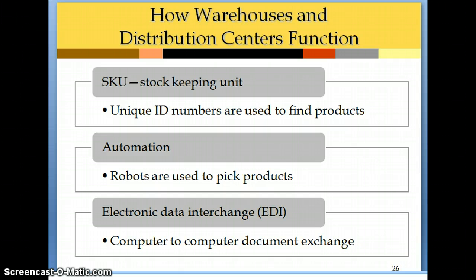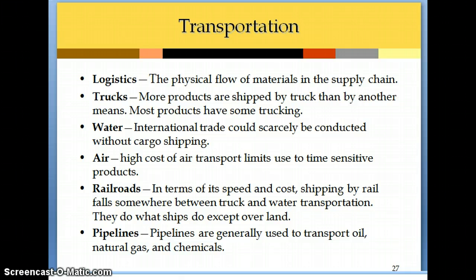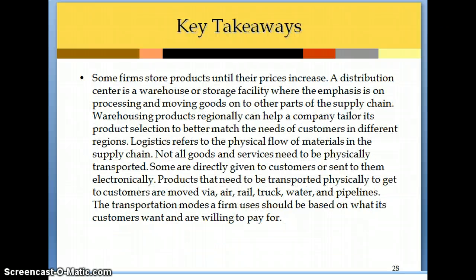Let's look at how warehouses and distribution centers function. We are going to examine the SKU, or stock keeping unit. These are unique ID numbers that are used to find products. Then, in terms of automation, robots are used to pick products, and electronic data interchange, or EDI, is computer-to-computer document exchange. The different types of transportation, I'm not going to go into too much detail, because you know that the main types of transportation are trucks, water, air, railroads, and pipelines.